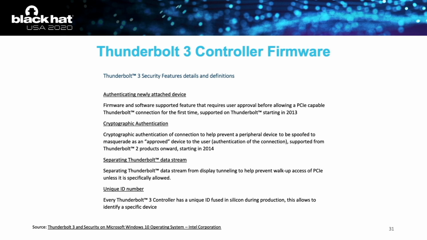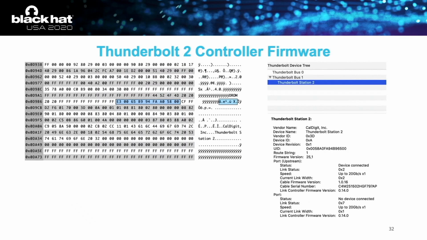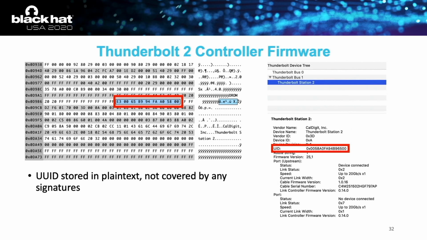So, I had another look at the Intel white paper on Thunderbolt security, and there was this interesting section on the unique ID number. And it said every Thunderbolt 3 controller has a unique ID fused in silicon during production. Now, we already know this is not true because we can change 2 out of 8 bytes, but there was this interesting emphasis on Thunderbolt 3. So I had a look at Thunderbolt 2 devices, and to answer your question, yes, this is the UUID in plain text, and no, it's not covered by any signatures.